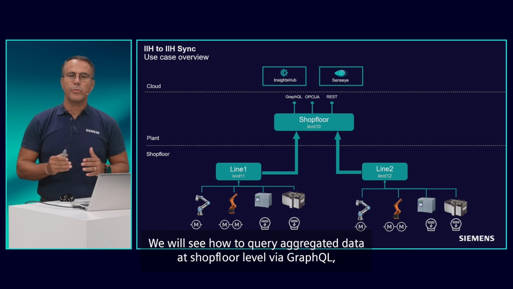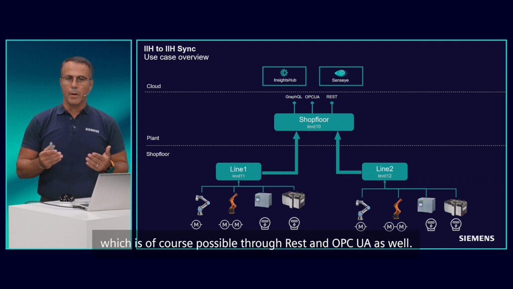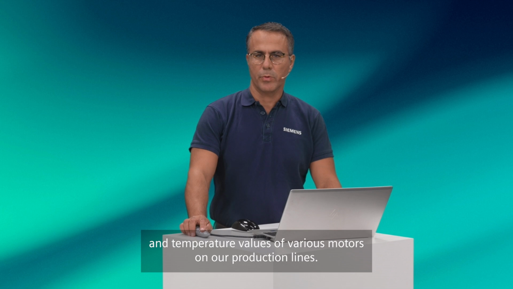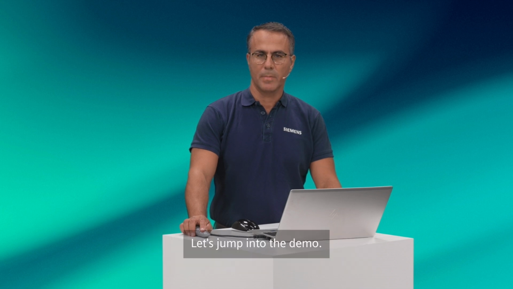There we will see how to query aggregated data at shop floor level via GraphQL, which is of course possible through REST and OPC as well. To keep the showcase simple, this demo is showing energy consumption and temperature values of various motors on our production lines. Let's jump into the demo.